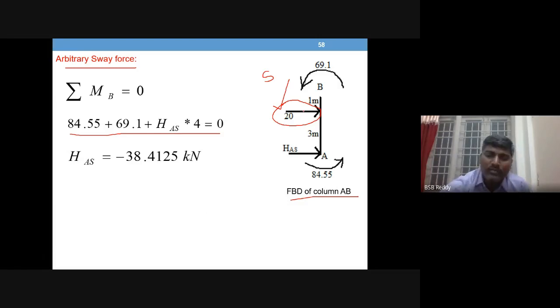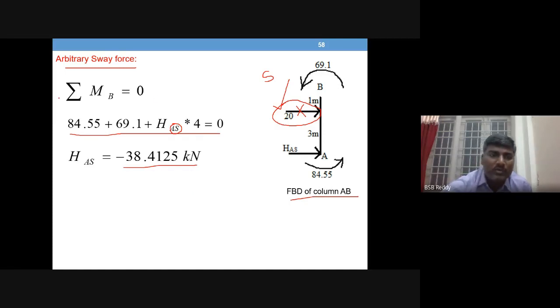Okay, there is no problem even if you just don't draw this one at all. Okay, so HA is the horizontal reaction at A due to sway. HAS is written there. Okay, so the HAS value is minus 38.4125.